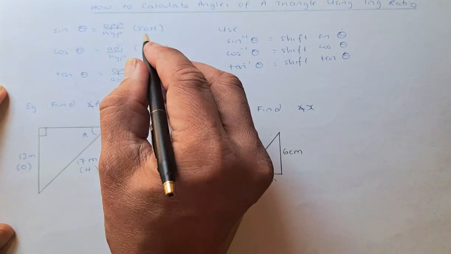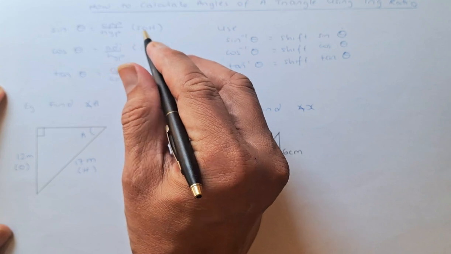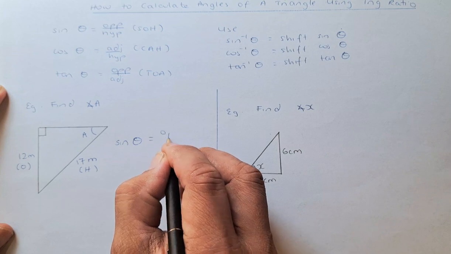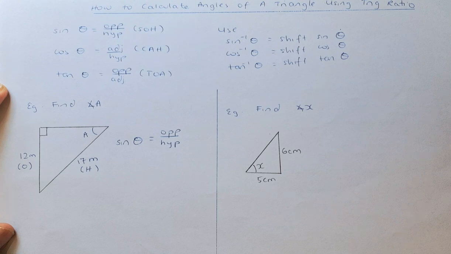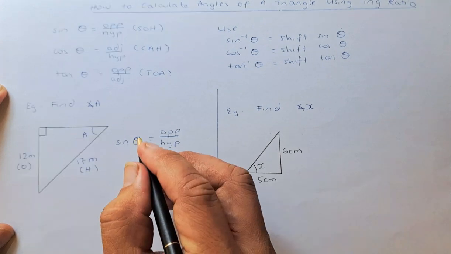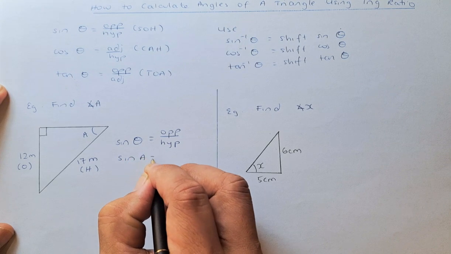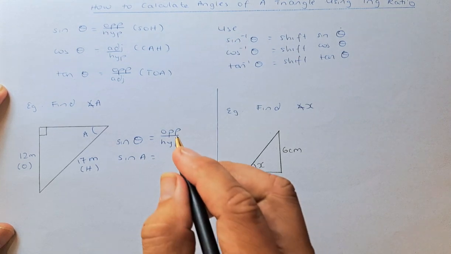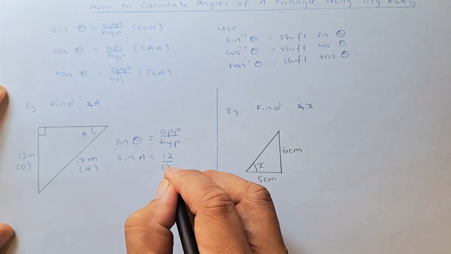So you have O and H, you look for which formula to use, and in this case you should use the SOH or the sine formula. So you write sine theta equals opposite over hypotenuse. Next step, you're going to substitute the numbers. Instead of theta, you're going to put the angle, sine A equals, the opposite is going to be 12, okay? And the hypotenuse is 17.